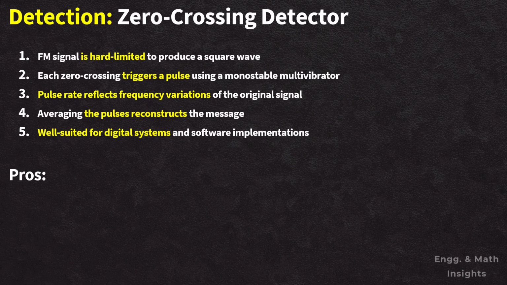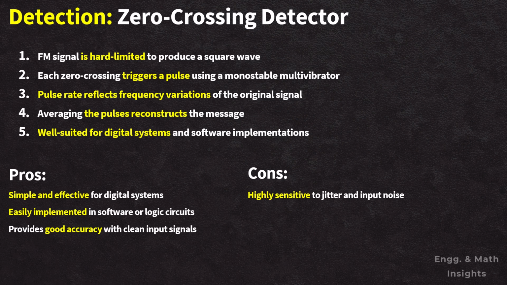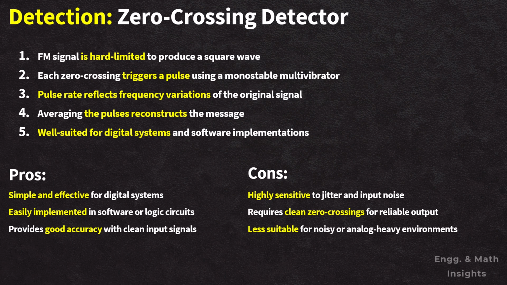Some pros of these methods are simple and effective for digital system, easily implemented in software or logic circuits, provides good accuracy with clean input signals. Some cons are highly sensitive to jitter and input noise, requires clean zero crossing for reliable output, less suitable for noisy or analog heavy environments.